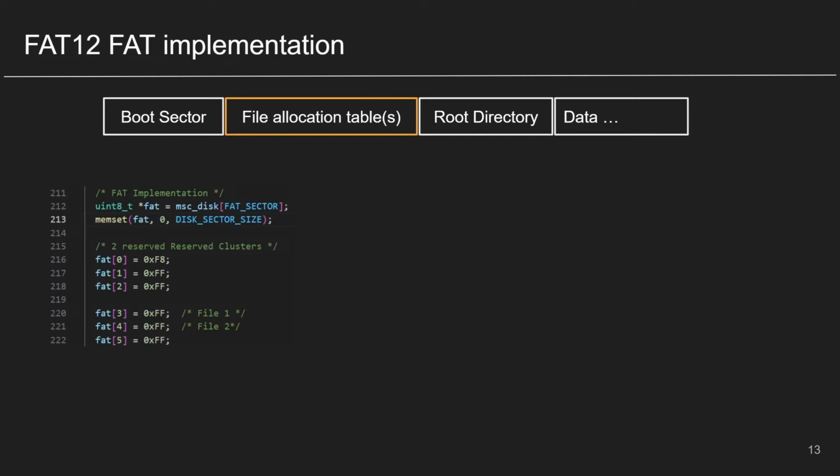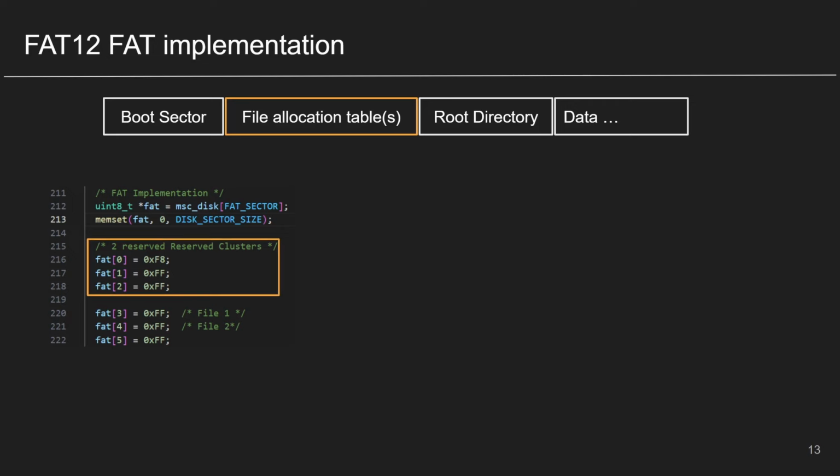In FAT12, each entry is 12 bits, not a full 16 or 32. That means each cluster's entry overlaps with the next one slightly. It takes 1.5 bytes per cluster entry. The first 3 bytes represent the two reserved FAT entries, cluster 0 and 1.